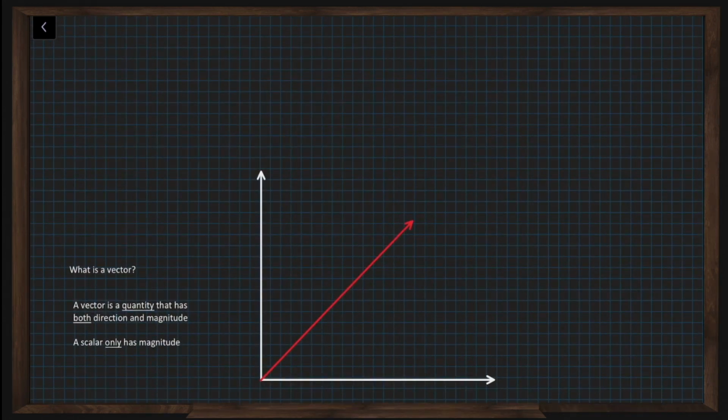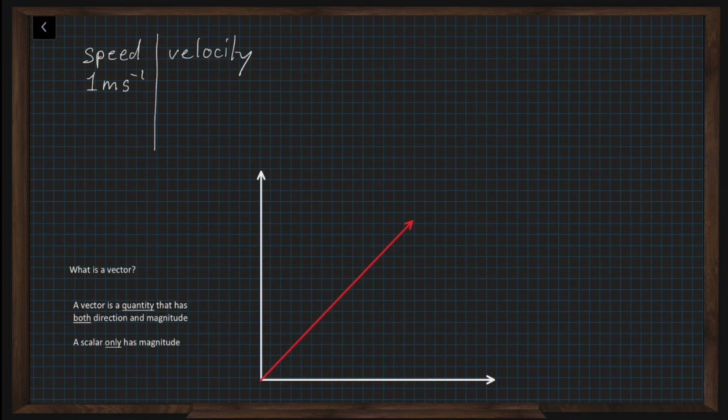Well, a vector is a quantity that has both direction and magnitude, and this is in contrast to a scalar, which only has magnitude. The best way to illustrate the difference between the two is if we consider speed and velocity. Speed is a scalar and it only tells us about the magnitude. For example, we can say that we are traveling at 1 meter per second.